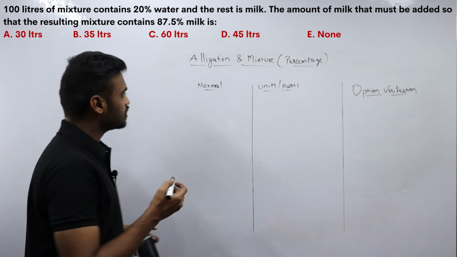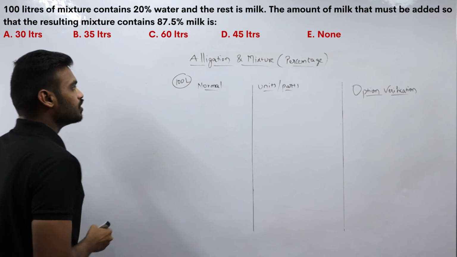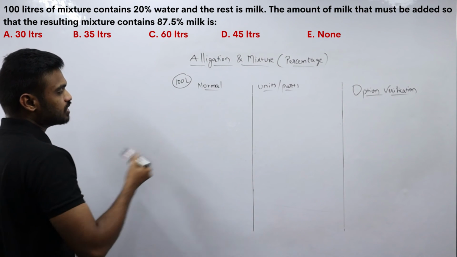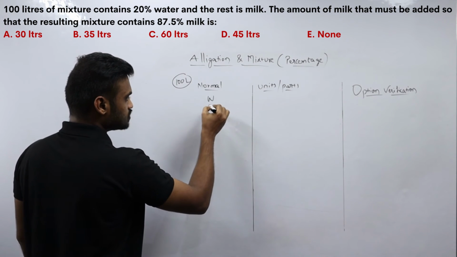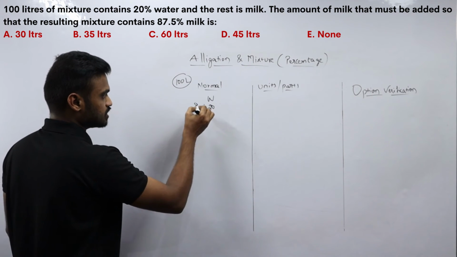Okay. Now they are saying that the initial quantity is 100 liters of mixture. Now in this 100 liters of mixture, the percentage of water is 20%. Okay. Now what is the percent remaining? That is 80%.